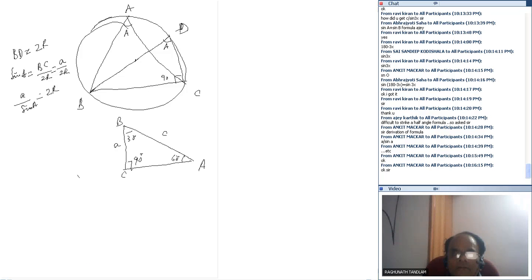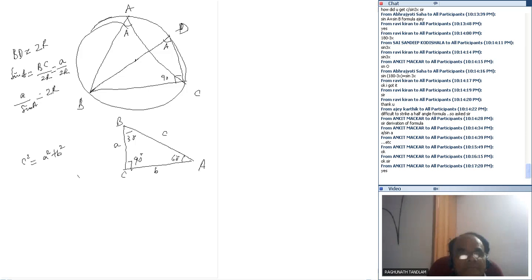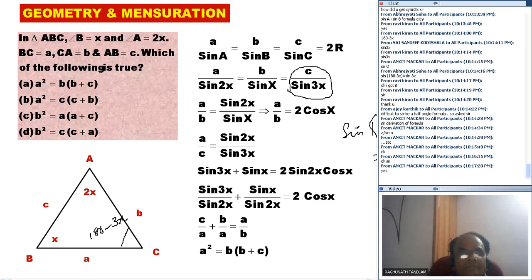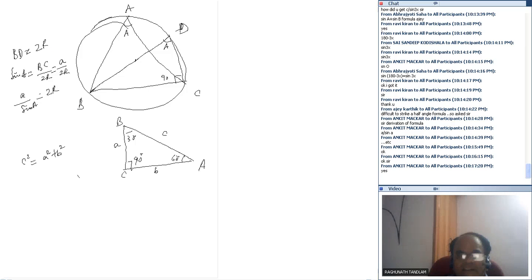So this is what you know, C square equals A square plus B square or not? Gaurav, we know that C square equals A square plus B square or not? Now, how do you arrive at this solution? That's your question or not? From this, how do you arrive at the solution?